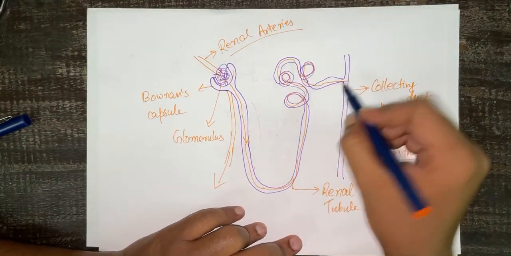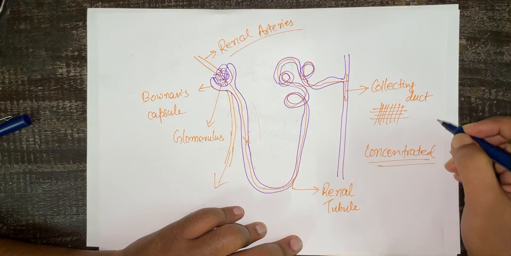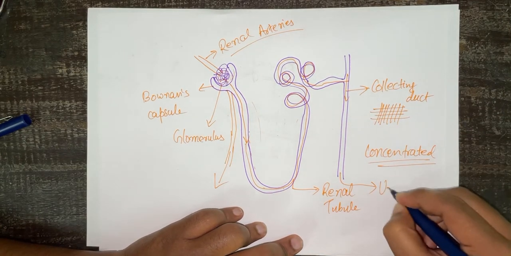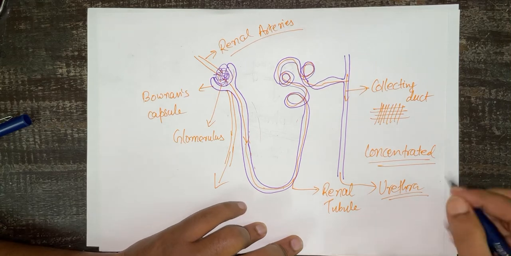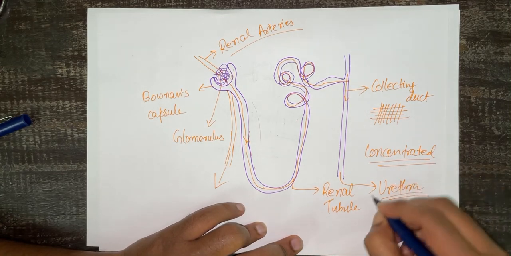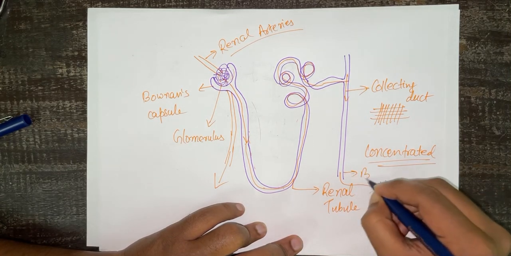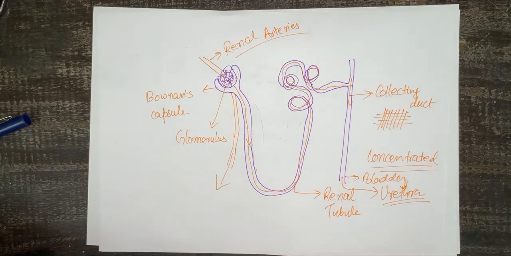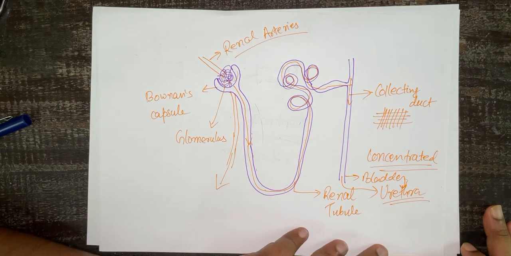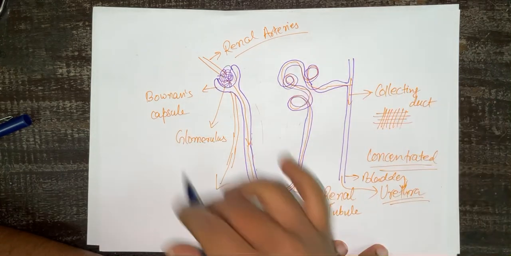So after this, it enters the duct called the collecting duct, from where it will ultimately connect to the urethra. Or, I mean, before that it connects to our urinary bladder. From the bladder it will move to the urethra, and ultimately you will pass the urine out of your body. So this is how a nephron functions.